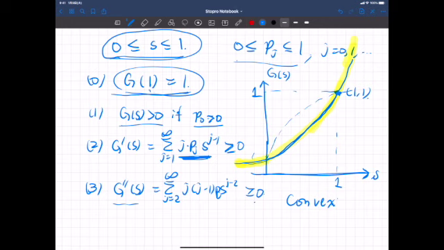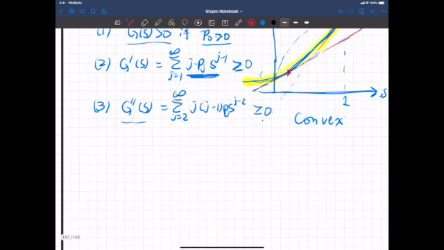More generally, a convex function means that the functional value is always greater than or equal to the tangent line at any point. So let's say you draw a tangent line at this point. The tangent line is like this, and the points on the curve g of s are always above this tangent line. This happens for any point, as long as the function is convex.